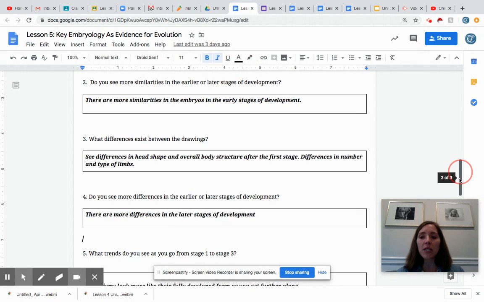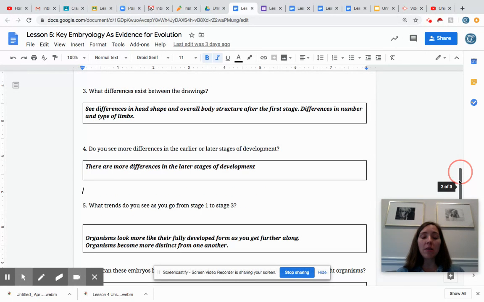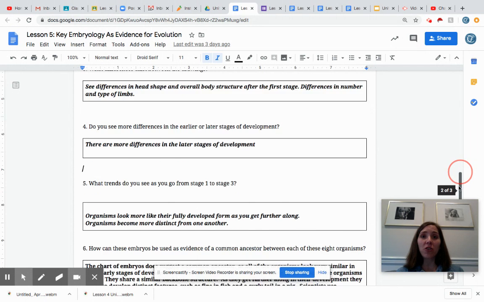And what trends do we see? We see that organisms tend to look more like their fully developed stages as we move forward, and organisms become more distinct from one another. They start to look more different.